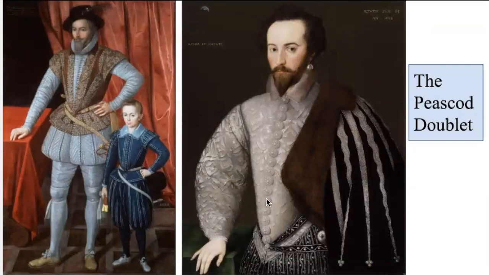It's called a peascod. I've heard the shape compared to a pea pod, a pouter pigeon, or a goose. The doublet had to be stuffed to maintain this shape. The peascod doublet was popular in other parts of Europe, not just in Elizabeth's court. It made the wearer look both proud and affluent enough to have a belly, a protruding belly.